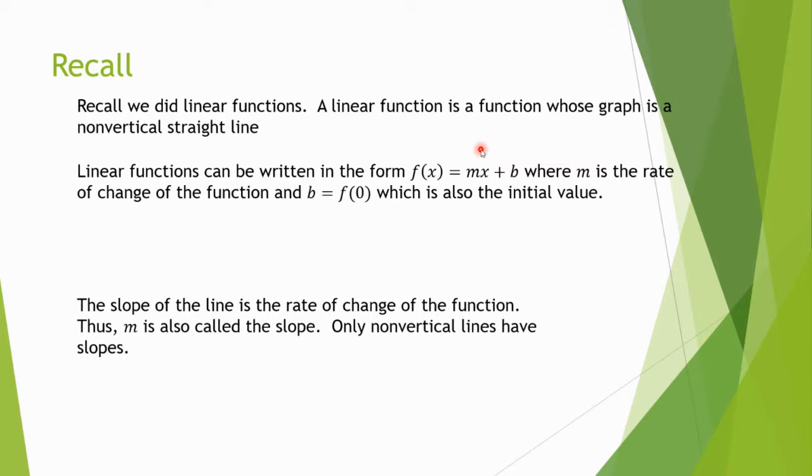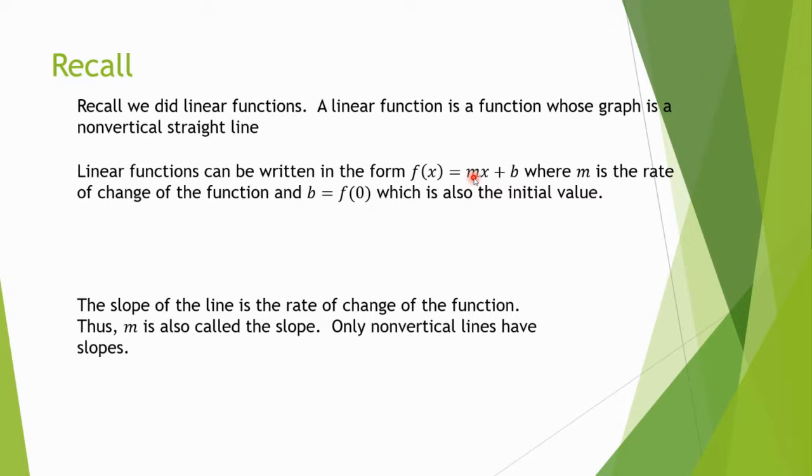Anyway, also remember your m here. It is the rate of change, which basically means if you increase x by 1 unit, then your function, your y values, your output will change by m units. That's what the m is. m is the rate of change of the function. It's also called the slope for a linear function.